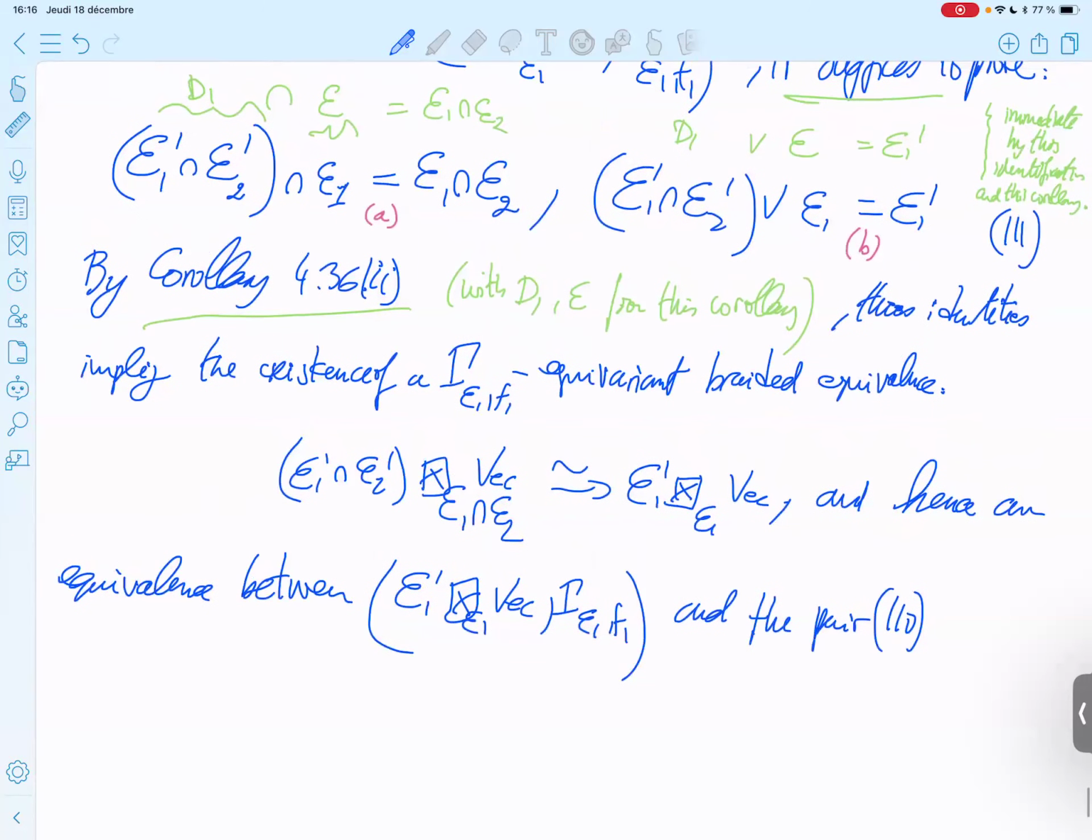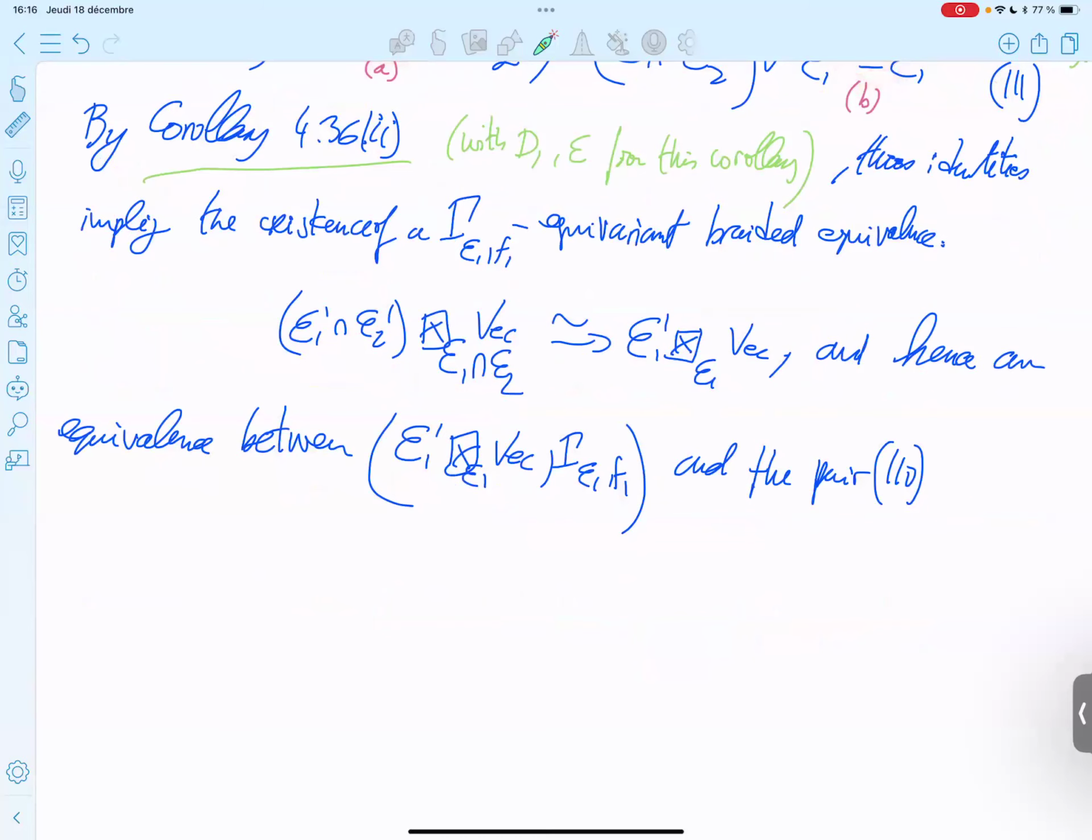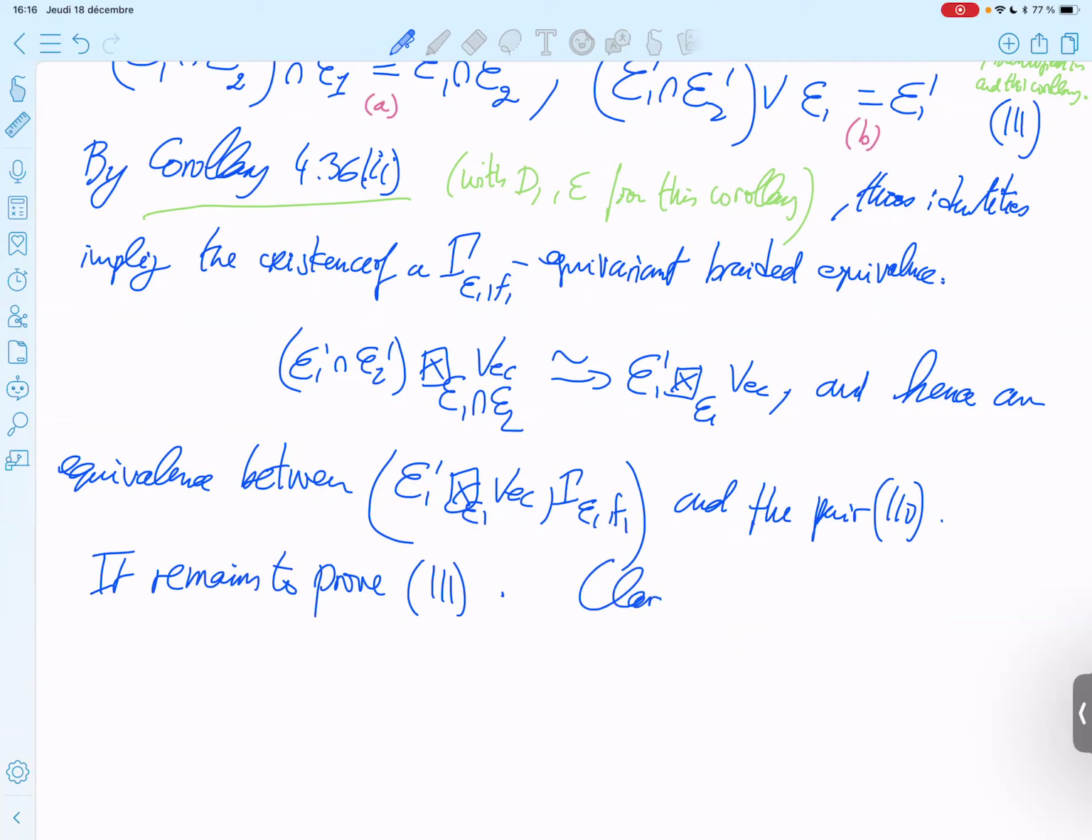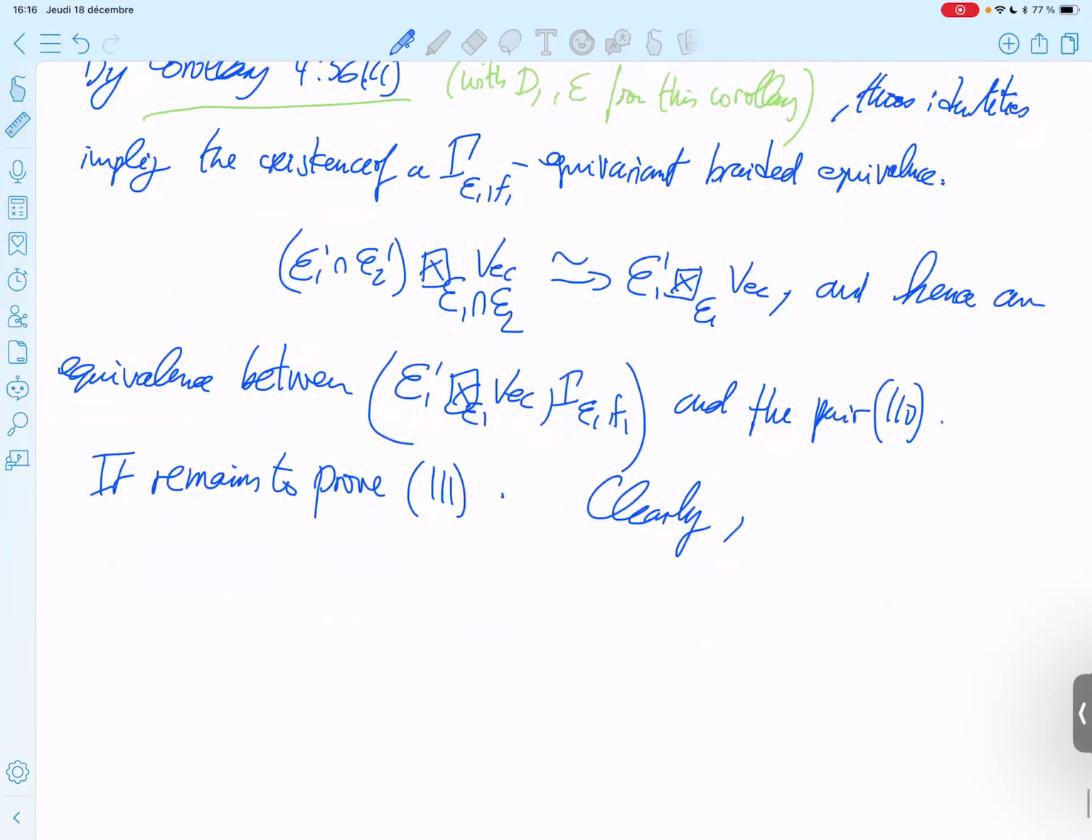So as I said, what remains is to prove these two identities, A and B. So denoted together 111. It remains to prove 111. So clearly, to get the identity A, we have something weaker, which is immediate.